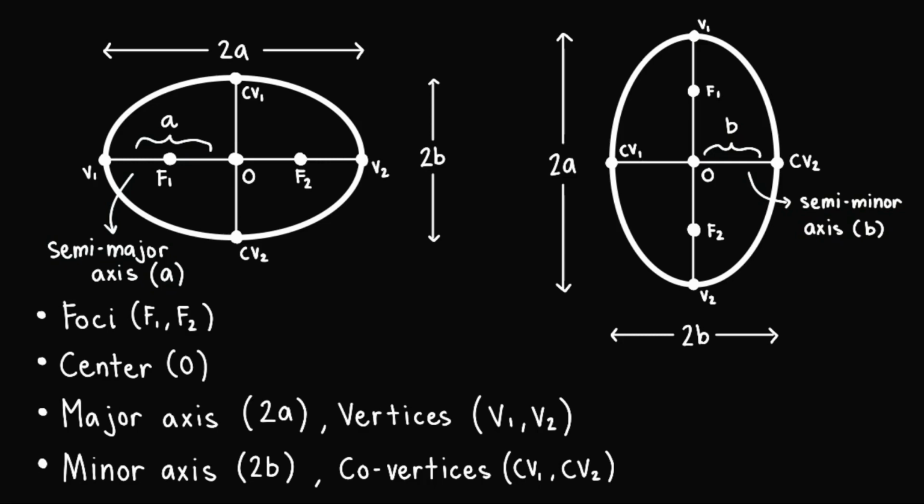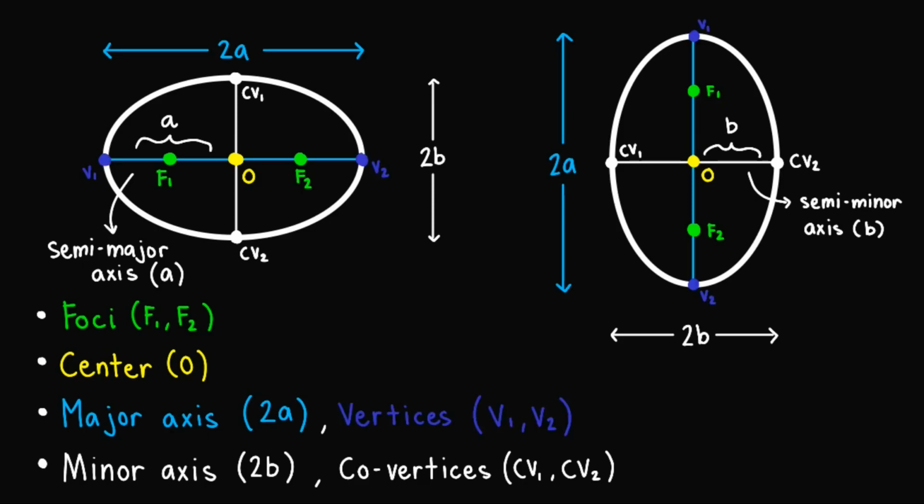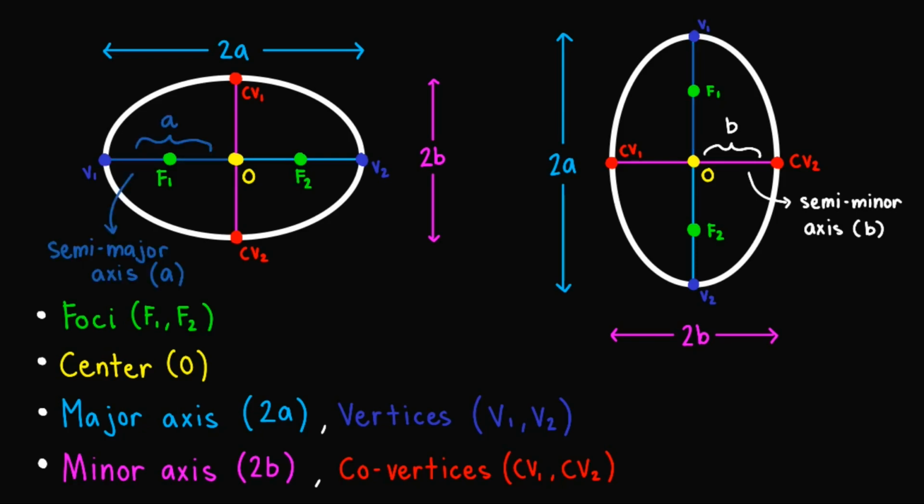So to recap, in this video, we learned the parts of an ellipse, starting with the foci, the center, the major axis, the vertices, the minor axis, and the co-vertices. Moreover, we also learned about the semi-major axis and the semi-minor axis. And so these are the basic parts and terms that we need to know when dealing with an ellipse.